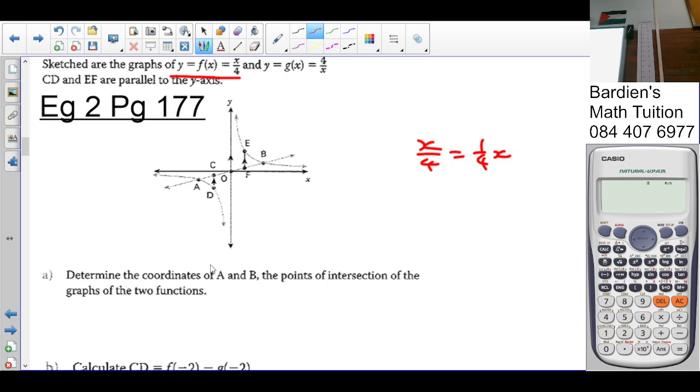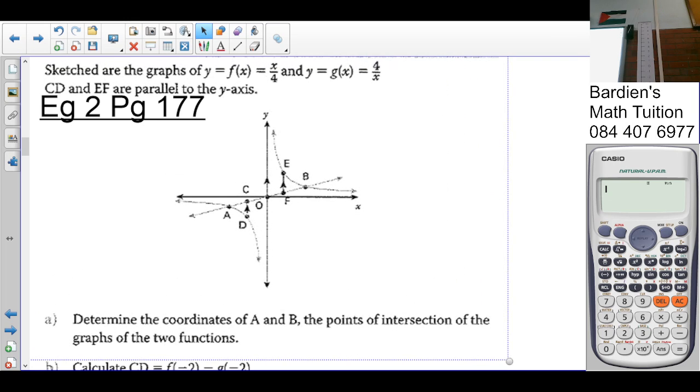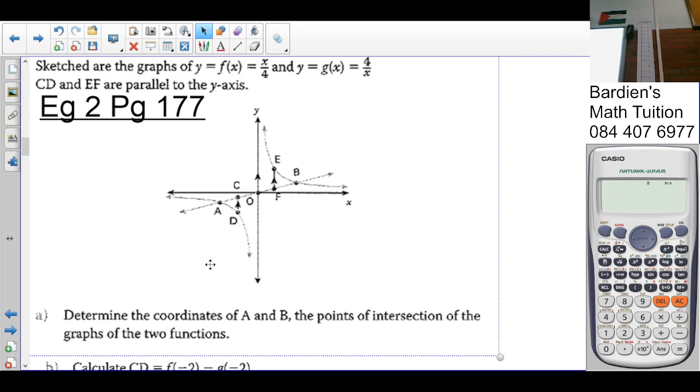Which graph is of f? Yes, f is a straight line. Why? Because x over 4 can be written as 1 over 4x. However, 4 over x, the g of x graph, is the hyperbola graph. Can you see the unknown is in the denominator? So that makes it the hyperbolic function. Okay. So the straight line is the f, and of course the other one is the g graph.